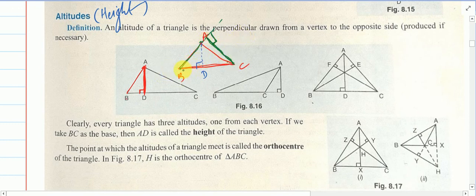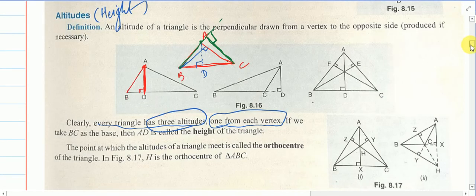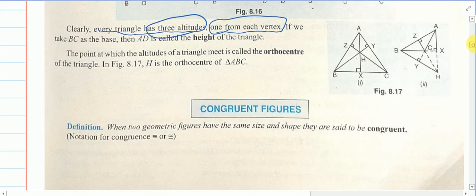Now suppose I want to take AC as base and find the altitude. I have to drop a perpendicular from this vertex, so this will be the altitude. So for a triangle you can have 3 altitudes. Every triangle has 3 altitudes, one from each vertex. You are not supposed to write this, just understand it. We have already done this in class 8.